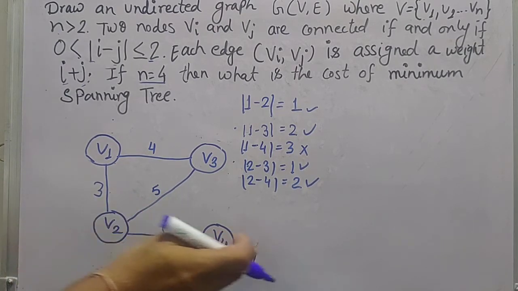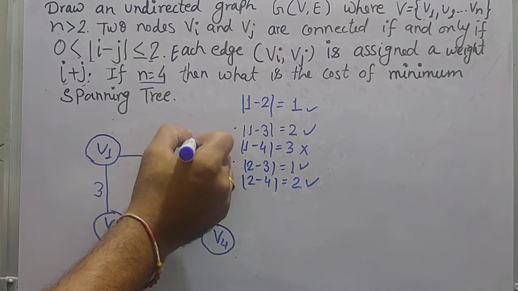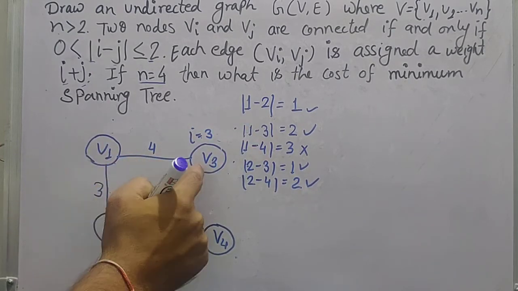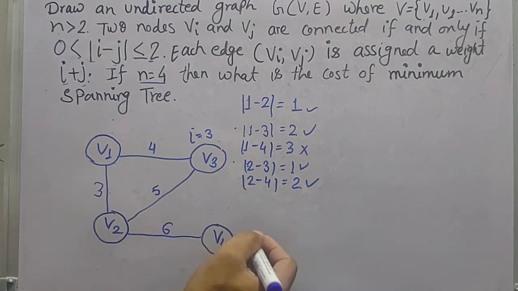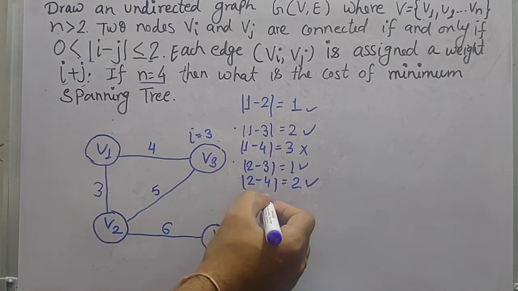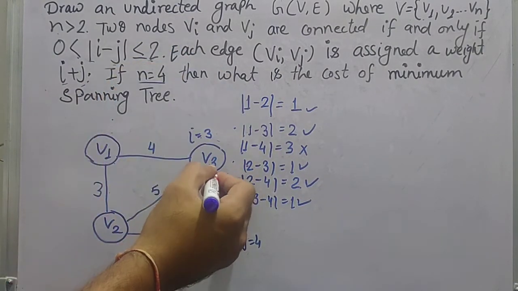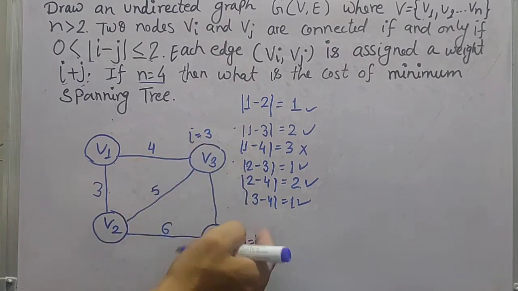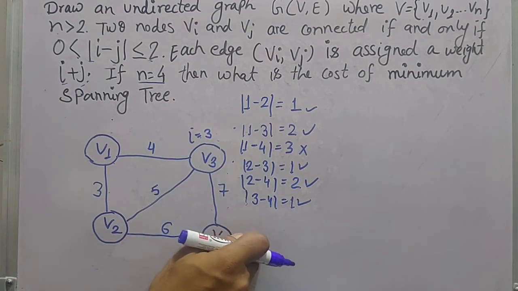Now check all the edges that can start from V3. So i is 3. For V1 we already have. For V2 we already have. So one more possibility is left, V3 to V4. In this case this will be j. Calculate the difference. 3 minus 4, it is 1. This is satisfying the condition. So this edge will also exist and the cost of this will be 3 plus 4, that is 7. Right? We have done V3 also.